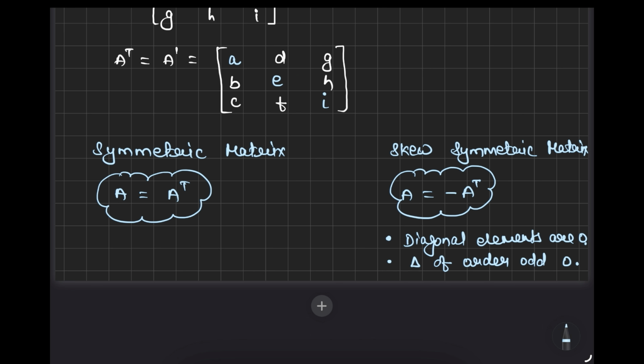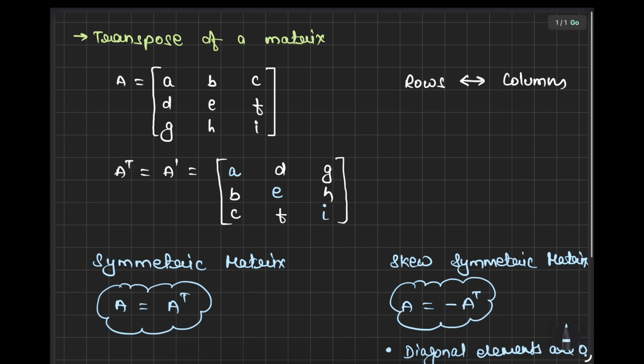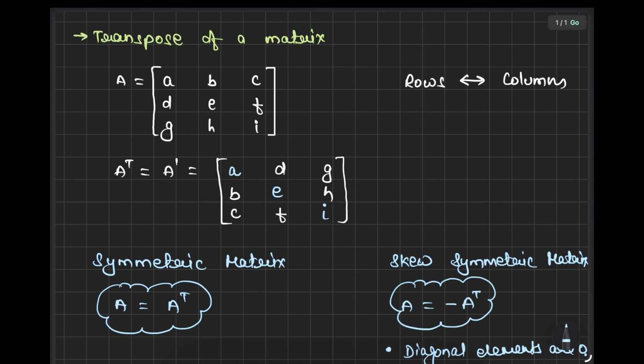Okay, or suppose that determinant of even order, okay, of order even, in that case the determinant will be a perfect square. Okay, perfect square, please remember. Okay, perfect square number.